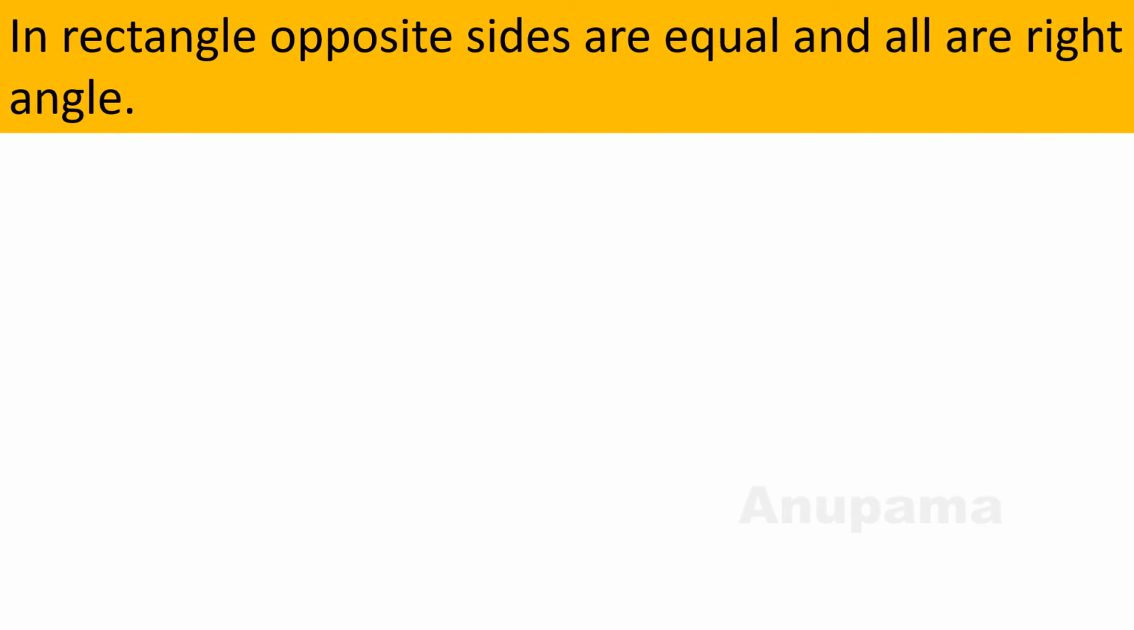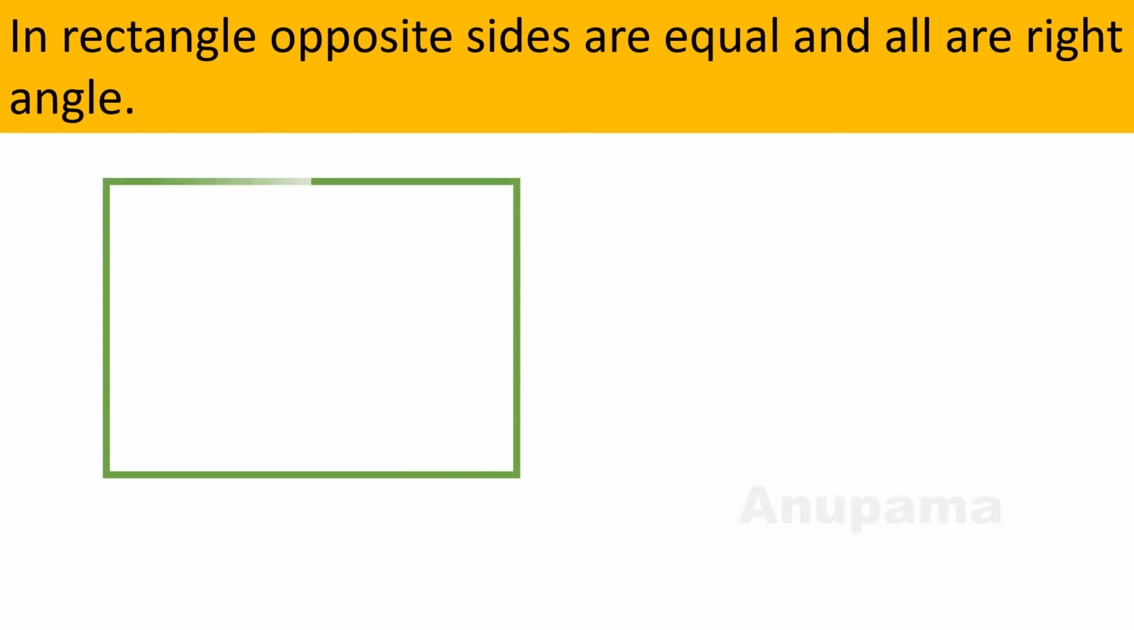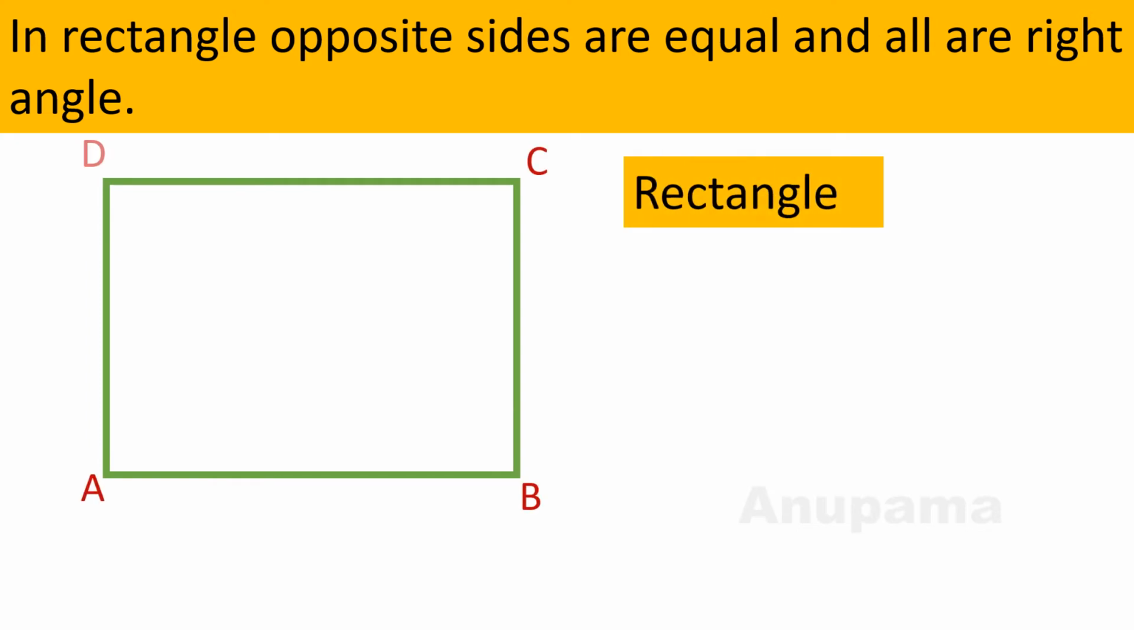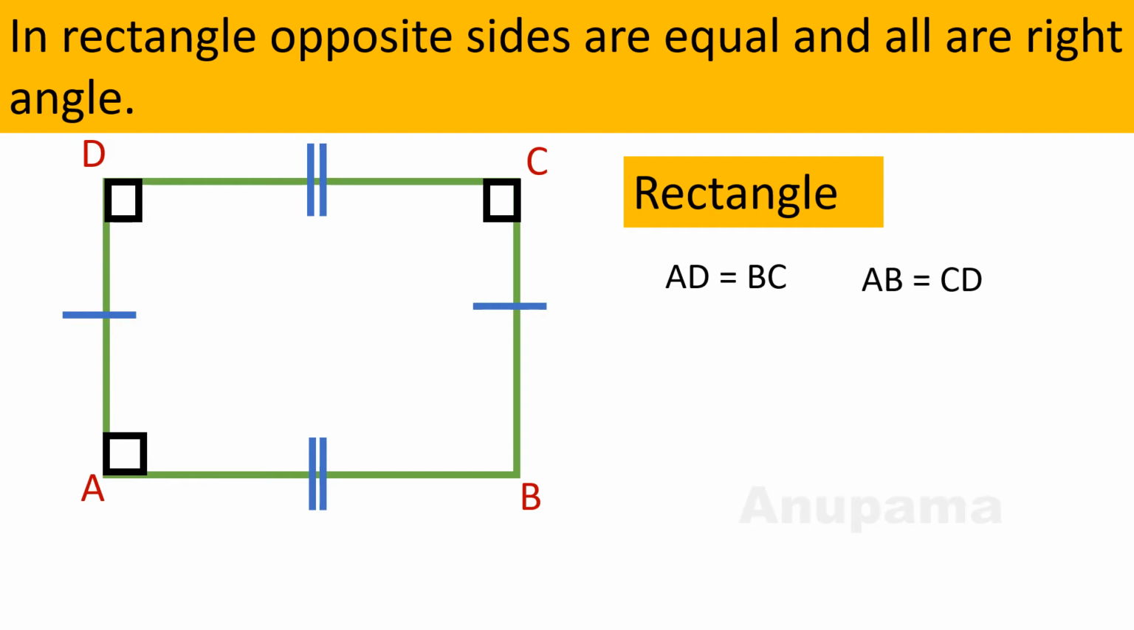All of you are aware of a rectangle, it is also a quadrilateral. In a rectangle, opposite sides are equal and all angles are right angles. Just like this, it is a rectangle. And in this rectangle ABCD, we can find that all angles are of 90 degrees. It means they are right angles and opposite sides are equal here, like AD equals BC, AB equals CD.